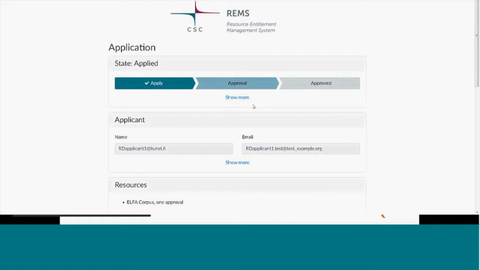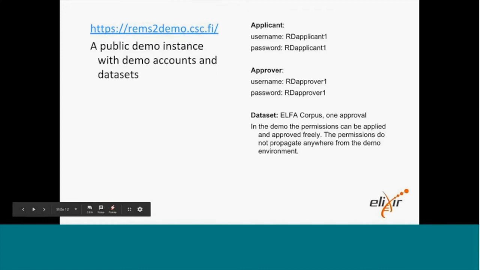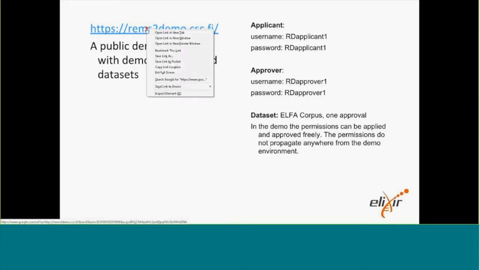And now the REMS system has circulated the application to the data access committee for approval. And as applicant, I'm now done, and I can log out. So I close the private browser window and open a new browser window to demonstrate how to log into REMS as the approver.